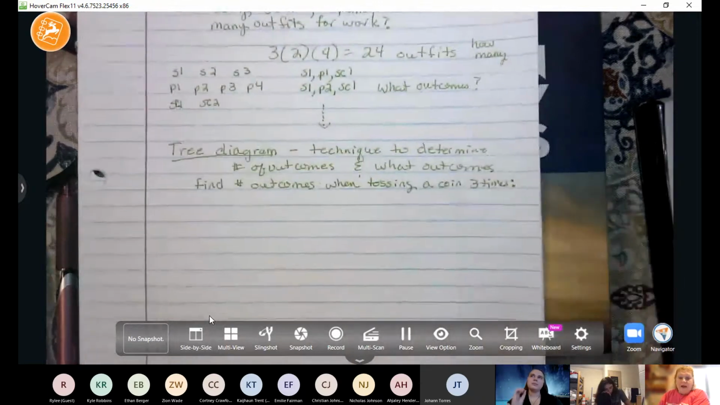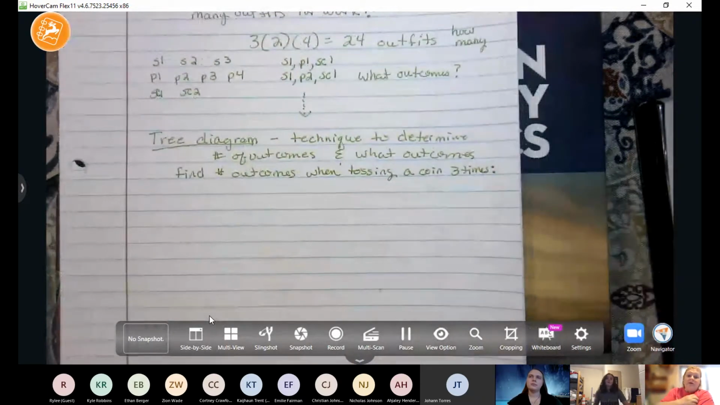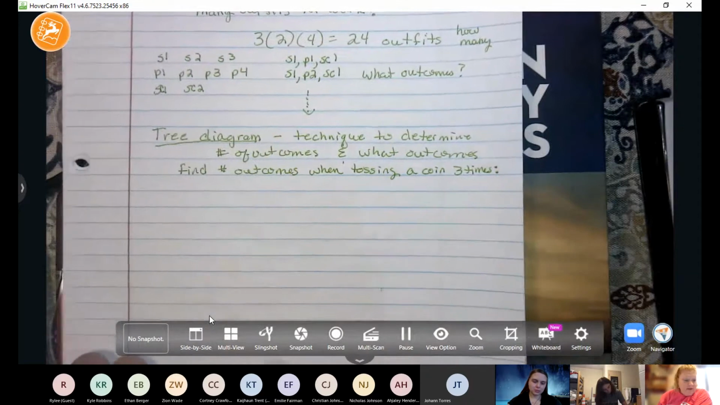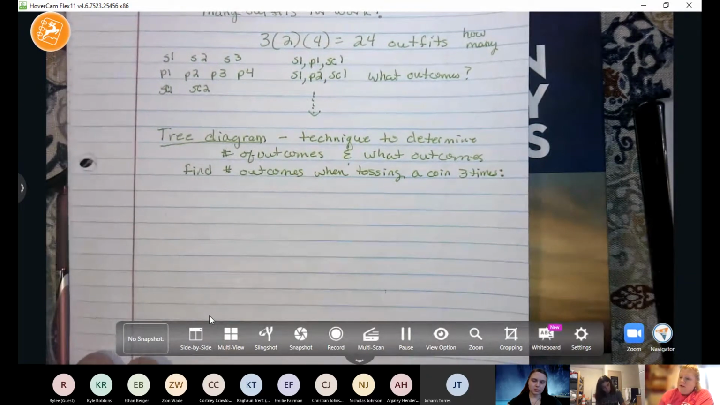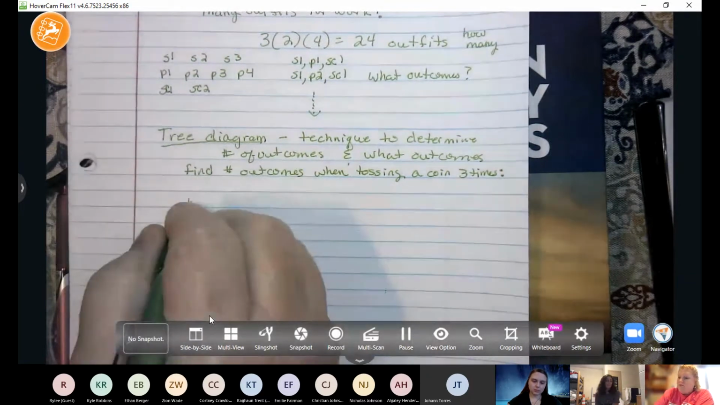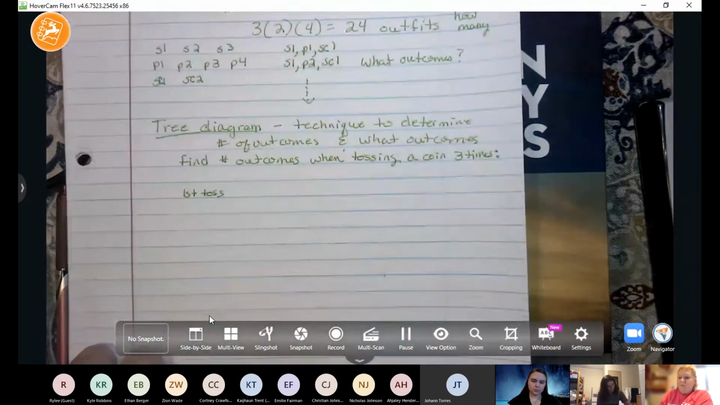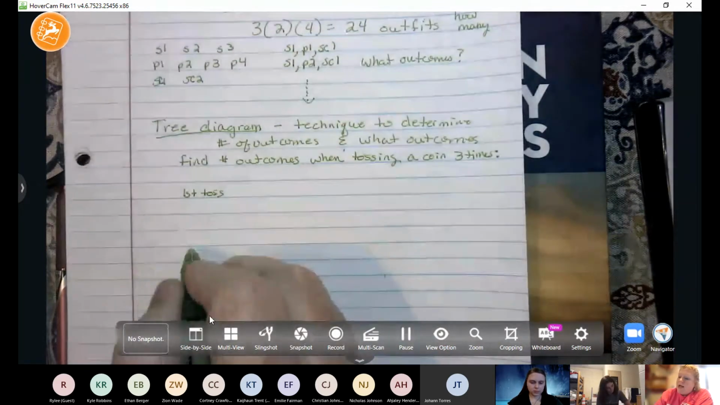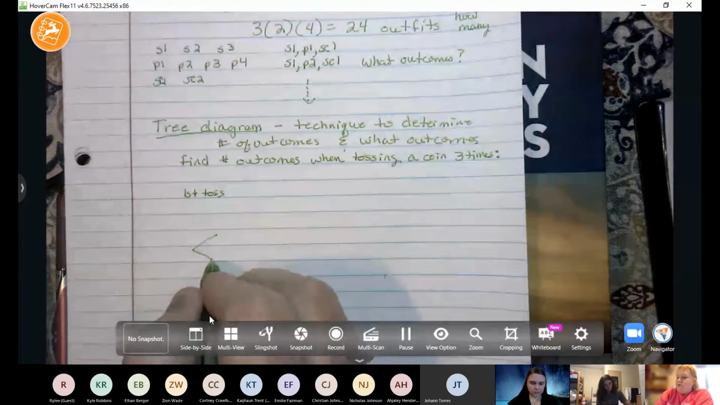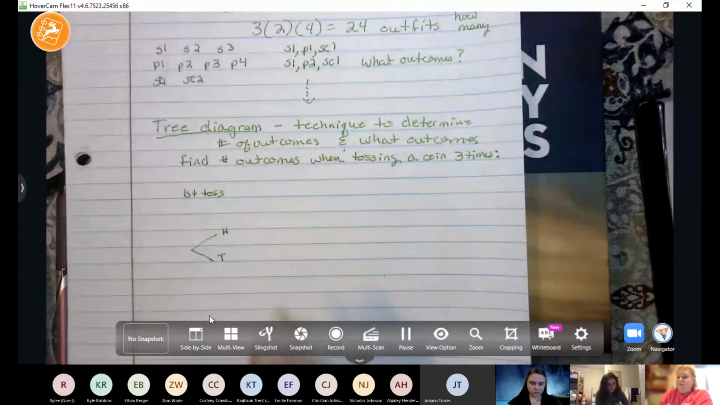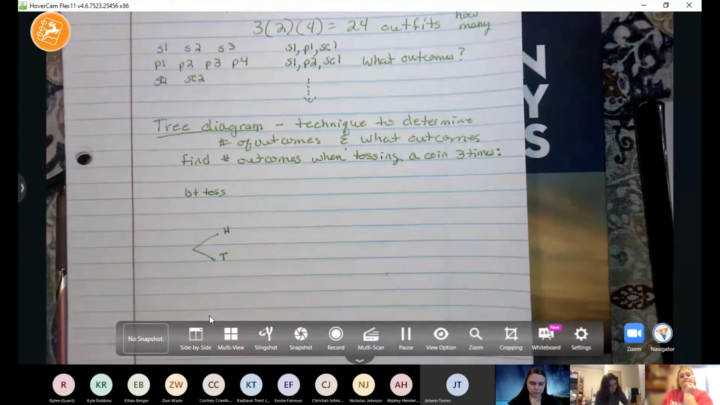So we want to figure out how many outcomes there are when we toss a coin 3 times and what they are. So we start our diagram with the first toss. With the first toss, we start our diagram with a branch. We can either get heads or tails on our first toss.